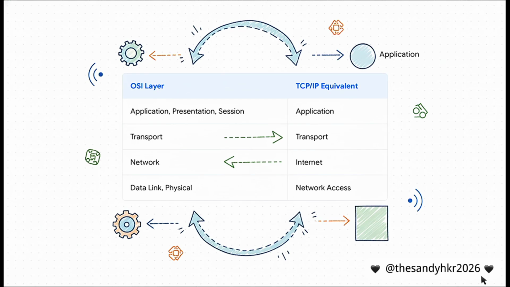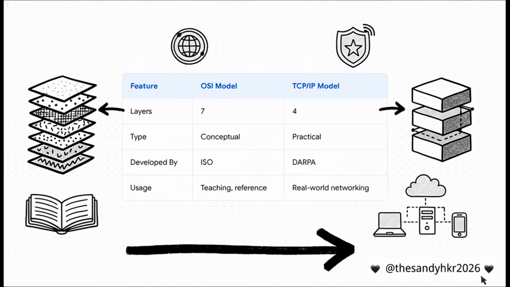You can see clear as day how the top 3 OSI layers, application, presentation, and session, get bundled into that single application layer in TCP/IP. And at the bottom, the data link and physical layers get combined into the network access layer. The middle layers, transport and network, they line up almost perfectly. This little table sums it all up, doesn't it?